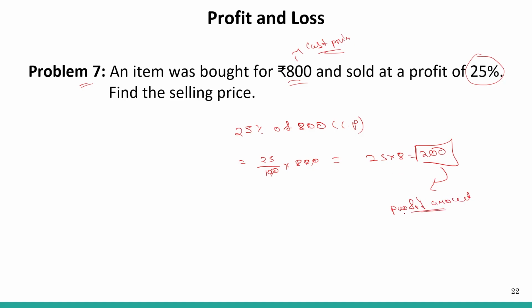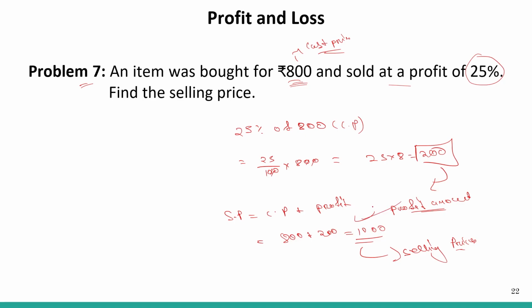Okay. So since his profit amount is this much, selling price is equal to what? CP plus profit. So this will be equal to 800 plus 200, which is nothing but 1000, right? So 1000 rupees will be the selling price of that item. So if an item is bought at 800 rupees and sold at a profit of 25%, then the selling price will be 1000 rupees. Okay.